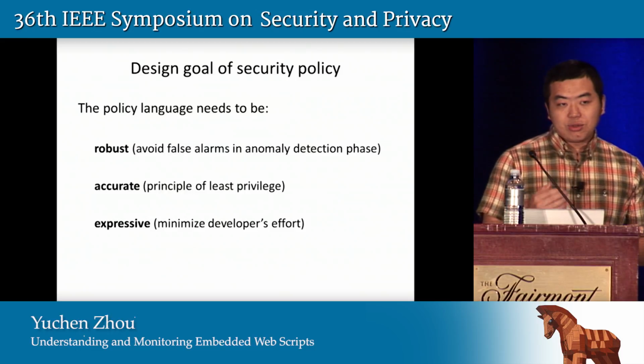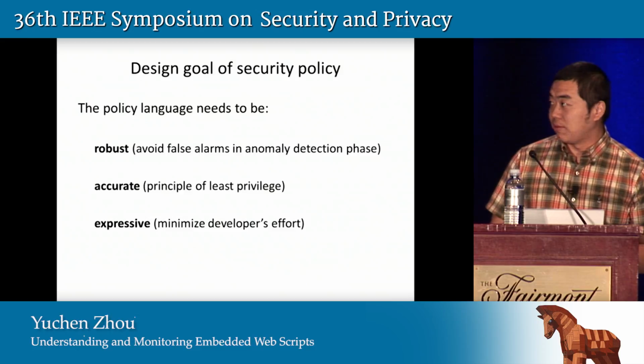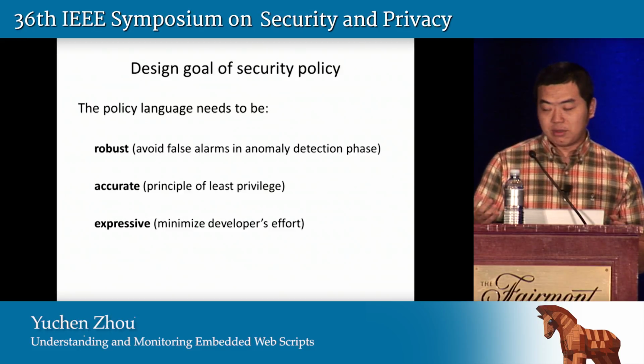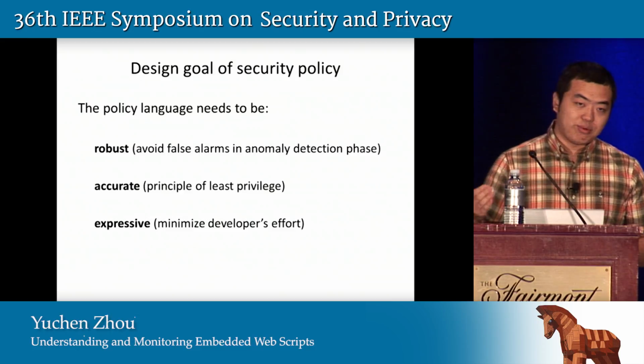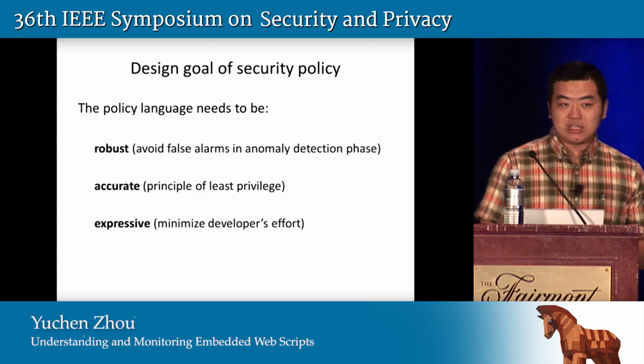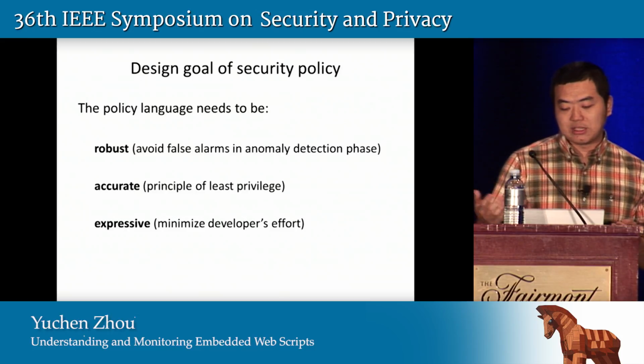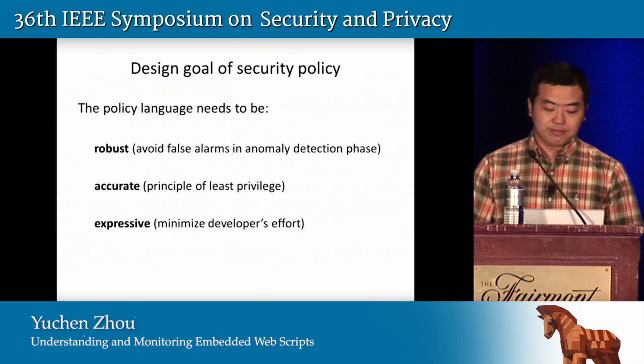And then it also must be very, very accurate so that we don't make the policy over-permissive, so that it must follow the principle of least privilege. And then finally, the policy should be expressive so that we can use the least amount of effort to create the most expressive policy to minimize the developer's effort.